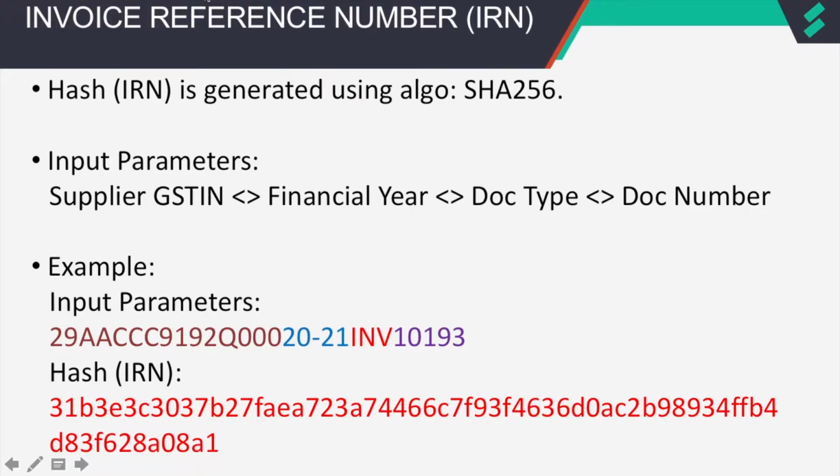IRN. IRN stands for Invoice Reference Number. It is basically a hash which is generated using algorithm SHA-256. It uses input parameters which are your GSTIN, your financial year, your document type and your document number. In this example given below, input parameters as shown are used, on which basis the hash given below is generated. So what you see over here, the long number which is a 64-digit number, this is IRN.